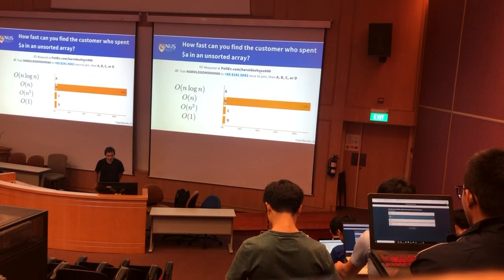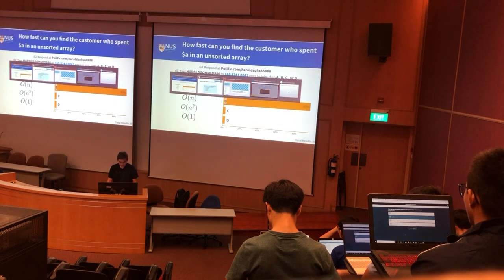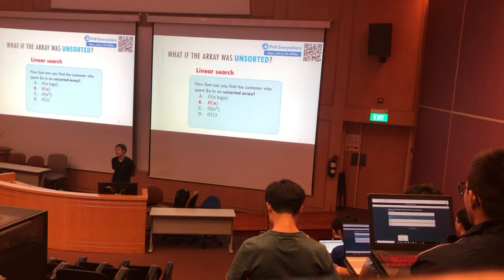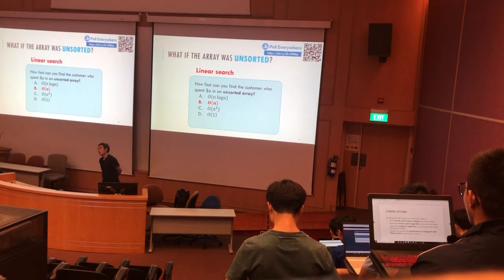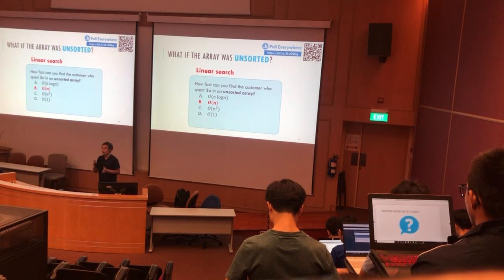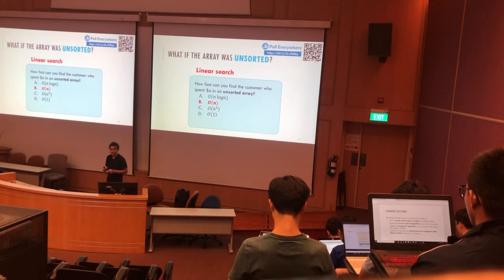So the right answer is O(n), right? Why O(n)? O(n) because you have to do linear search, right? So if you want to find the customer who spent $8, you are not given any information about this particular array. The only thing you can do is really look one by one. Right, look one by one in the array until you find the person who spent $8, and then you just have to put it in. Okay, so this is in an unsorted array.